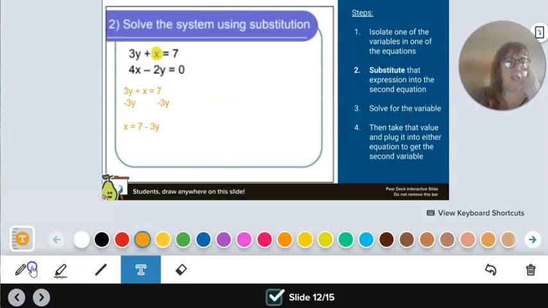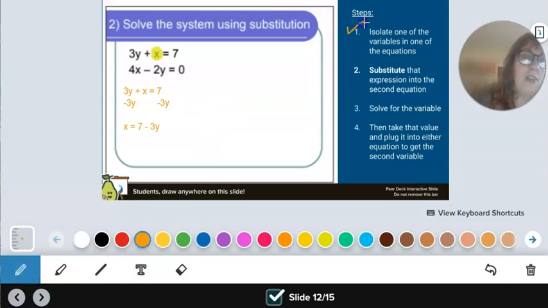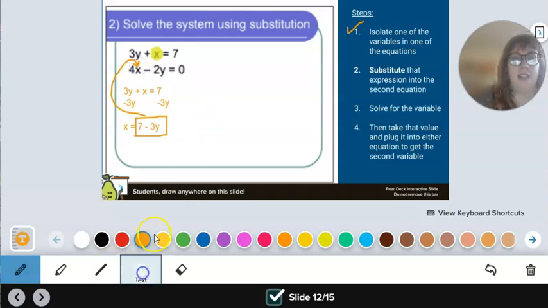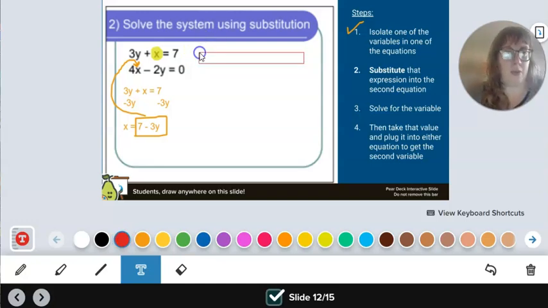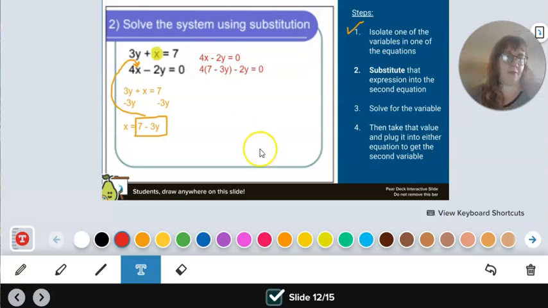So this is step 1, isolated one of the variables. And so now this is what x is equal to, 7 minus 3y. So we're going to take that expression and plug it in for x in our second equation. So we have 4x minus 2y equals 0, but instead of an x, we're plugging in 7 minus 3y, minus 2y equals 0.